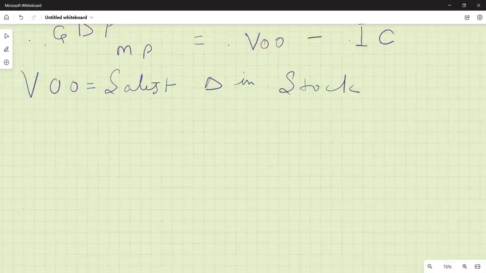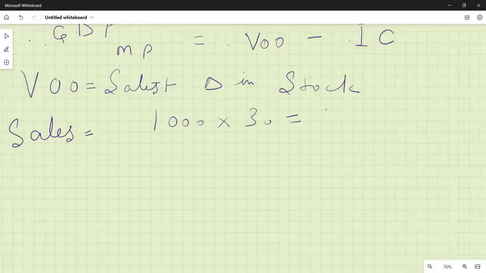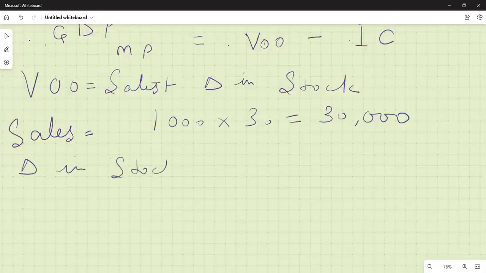So here, first of all, we'll have to calculate the value of sales. And in the numerical, we had seen that the sales was given, per unit price was given. So we'll find out the value of sales. So this will be equal to 1000 into 30 rupees each. So sales will be equal to 30,000 rupees. Sales will be equal to 30,000 crore.